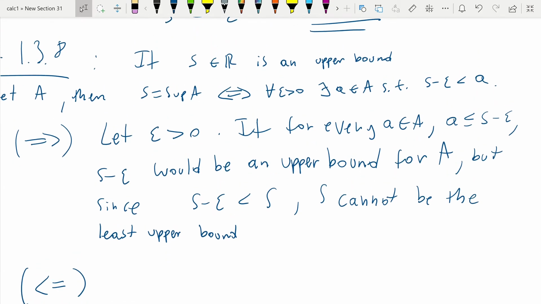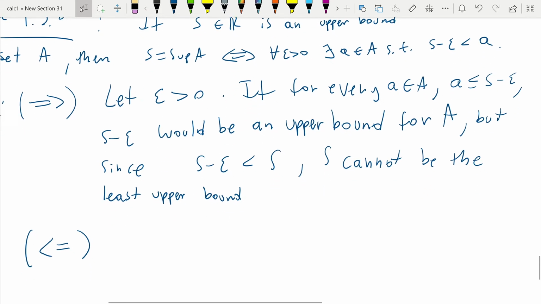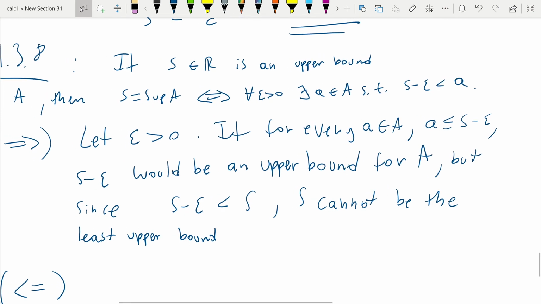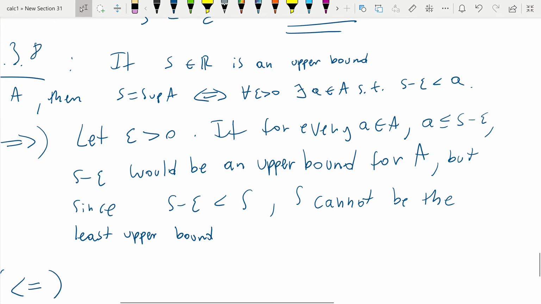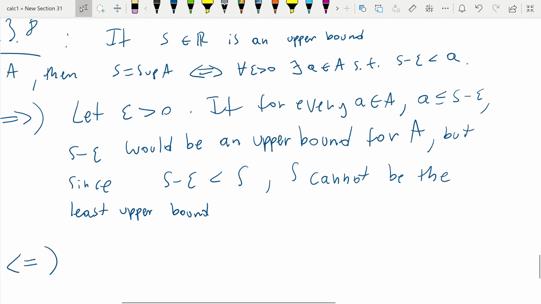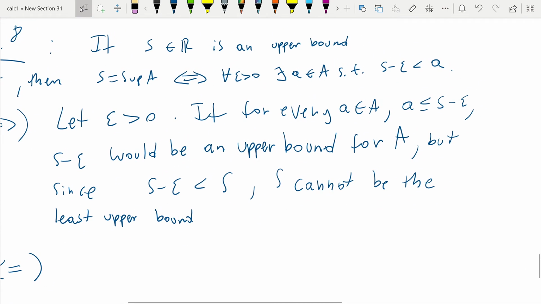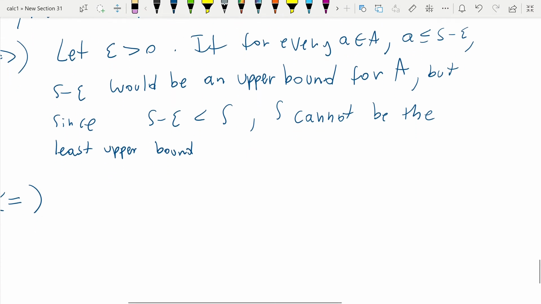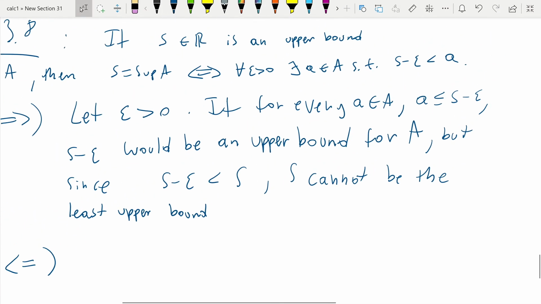How do we go about showing that? Remember, the only thing that is missing here is to show that S is the least upper bound, right? We already know that S is an upper bound. So you want to show that S is the least upper bound starting from the right.